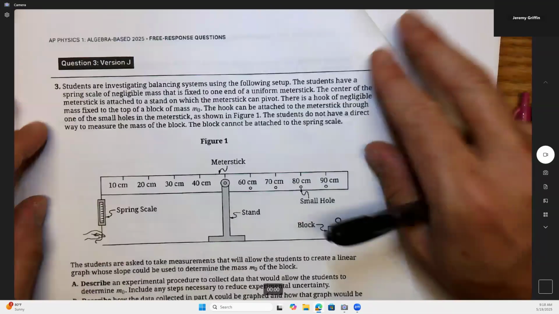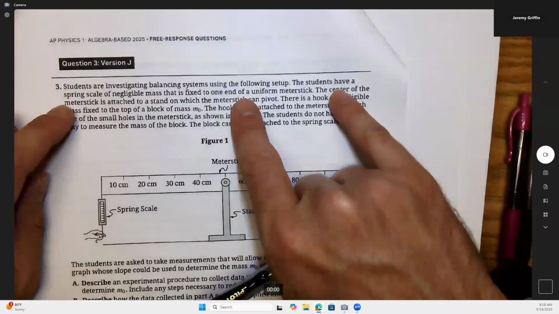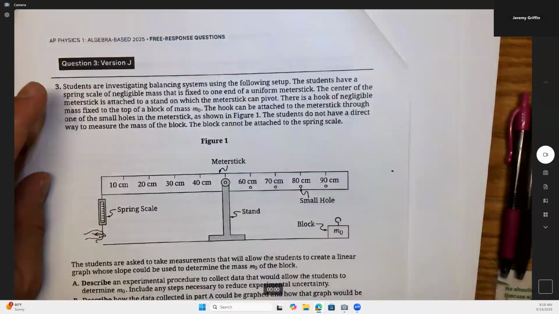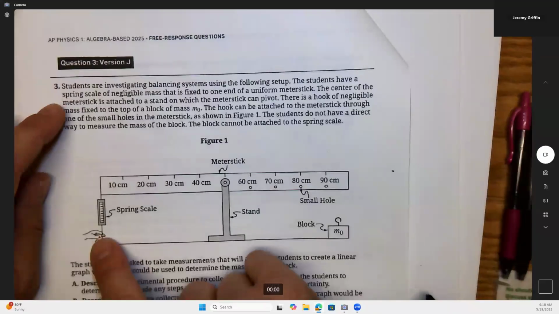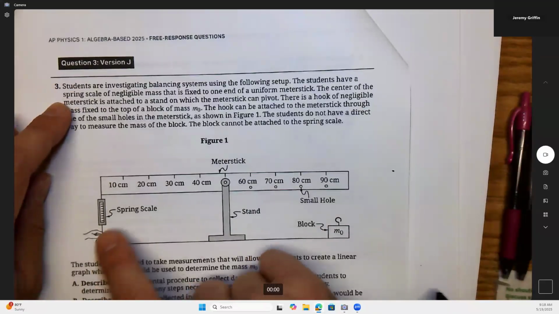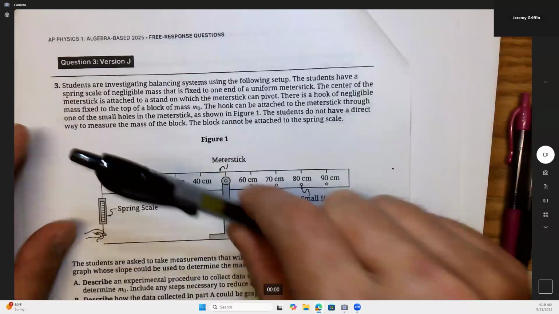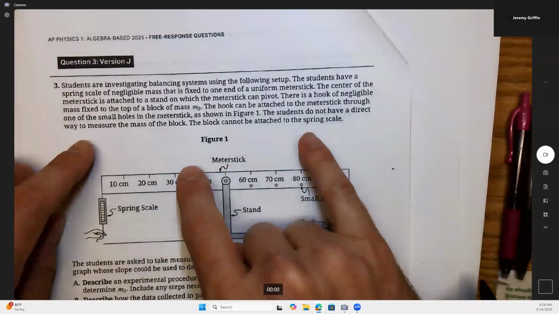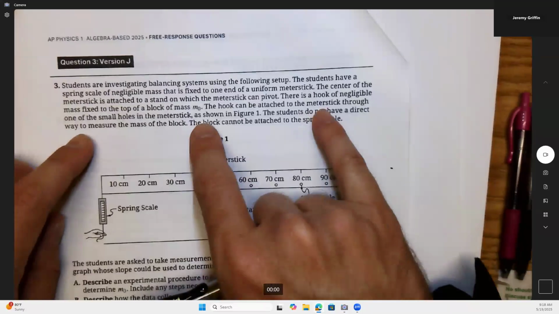So this is your experimental design. Yes, this would have been your 12-point question. Students have a spring scale of negligible mass, one end of a uniform meter stick. Right, so the fact that the meter stick is uniform means that its own torque cancels out, so you don't have to worry about considering the torque of the weight of the meter stick.